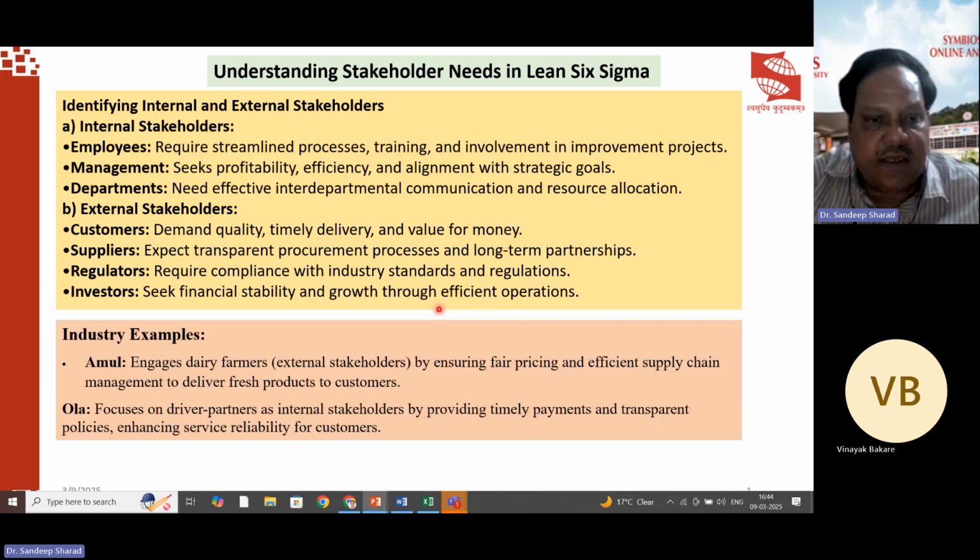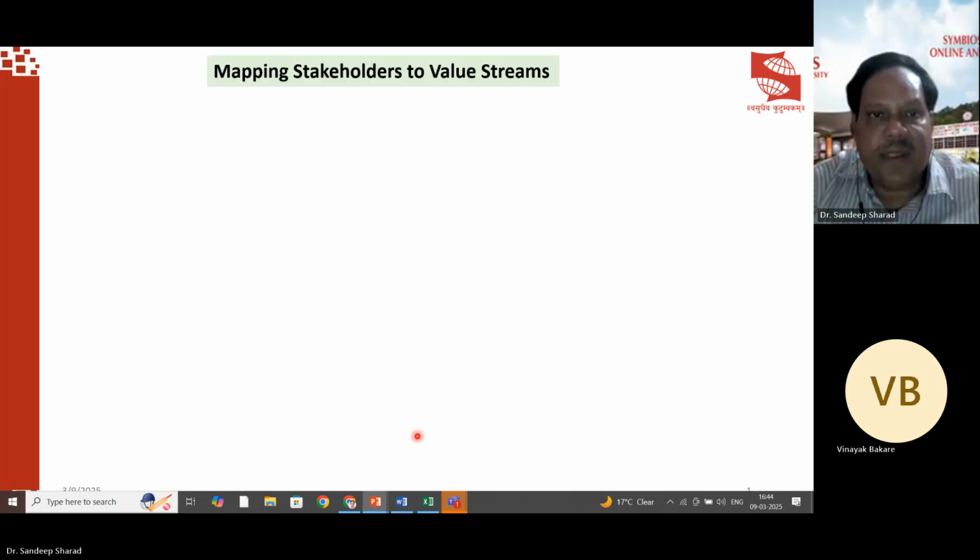Industry example: Amul engages the dairy farmers, external stakeholders, by ensuring fair pricing and efficient supply chain management to deliver fresh products to the customers. Ola focuses on the driver partners as internal stakeholders by providing timely payment and transparent policy, enhancing the service reliability for the customers.